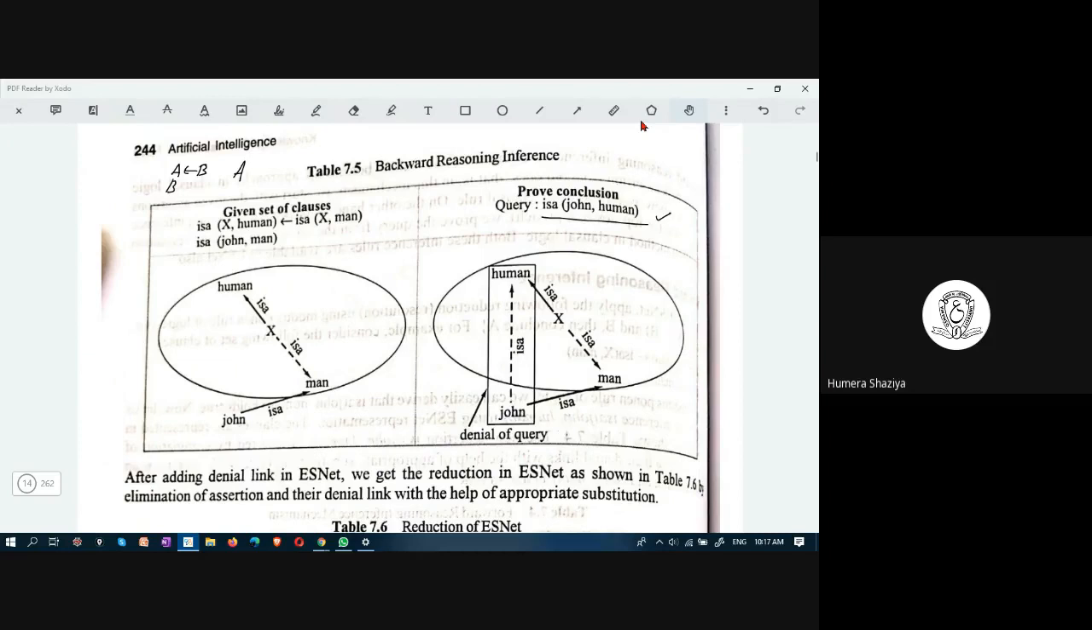To prove that John is a human, this is John is a human. This is a contradiction line. When it is a dashed line, it is a contradiction line. It means you are adding a contradiction here. To this contradiction, how to prove? We could prove that a human means this clause already available in the knowledge base that you are adding here. X is a human, X is a man.